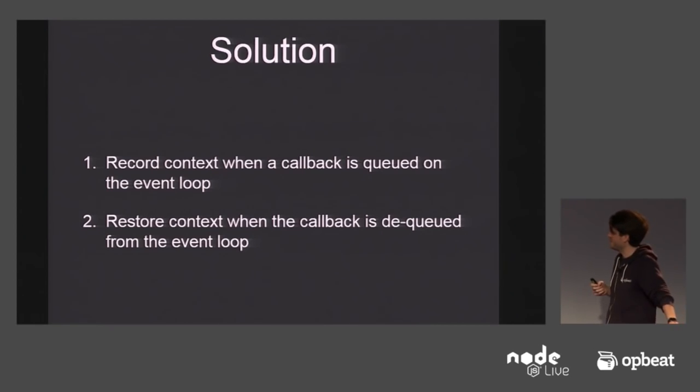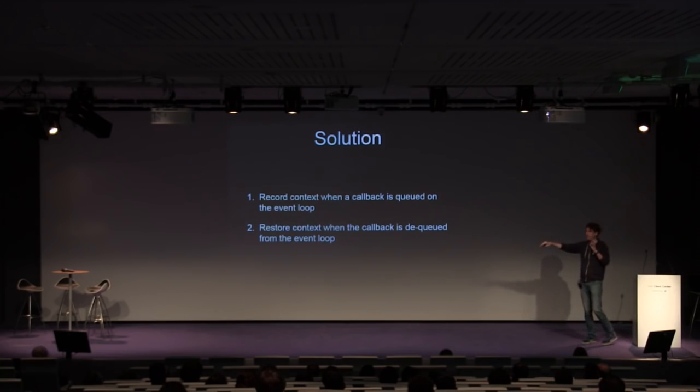It's a two-step solution. Every time something is queued on the event loop, so that was when you have the asynchronous code that is queuing something to be run later, we just want to record the context of where we are right now when we're queuing that callback. And when we then later restore or dequeue that callback from the event loop to run it, we want to restore the context that we recorded when we queued it.